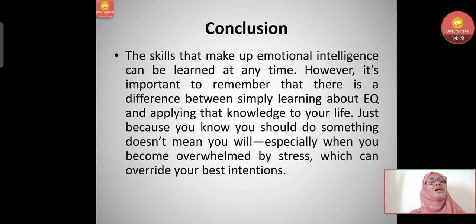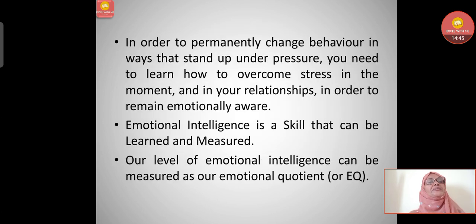The skills that make up emotional intelligence can be learned at any time. However, it's important to remember that there is a difference between simply learning about emotional quotient and applying that knowledge to your life. Just because you know you should do something does not mean you will, especially when you become overwhelmed by stress, which can override your best intentions. In order to permanently change behavior in ways that stand up under pressure, you need to learn how to overcome stress in the moment and in your relationships in order to remain emotionally aware. Emotional intelligence is a skill that can be learned and also measured.